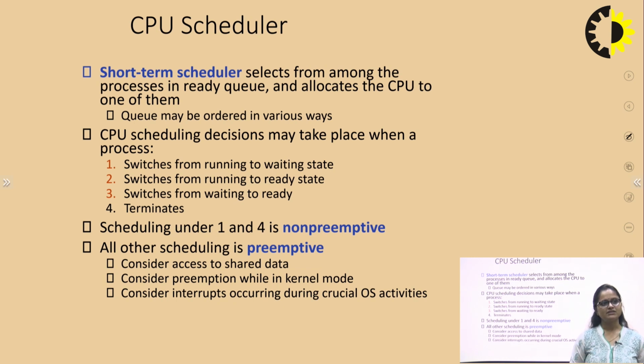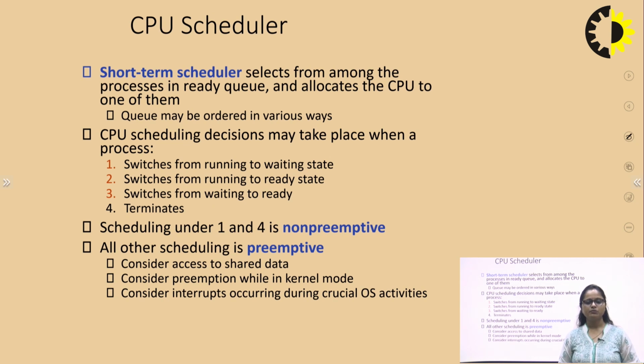That depends upon a few things. The CPU scheduling decision may take place when a process switches from running to waiting state. So this is the answer of when: when it is switching from running to waiting state, or switching from running to ready state, or switching from waiting to ready, or terminates. So there are 4 conditions.